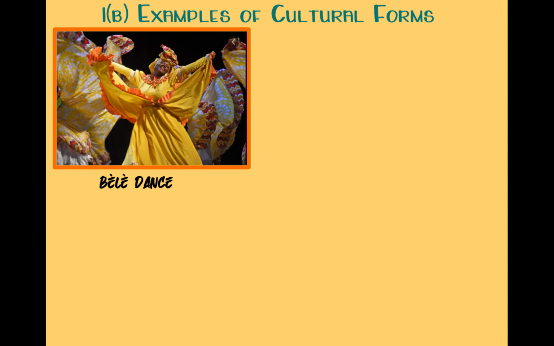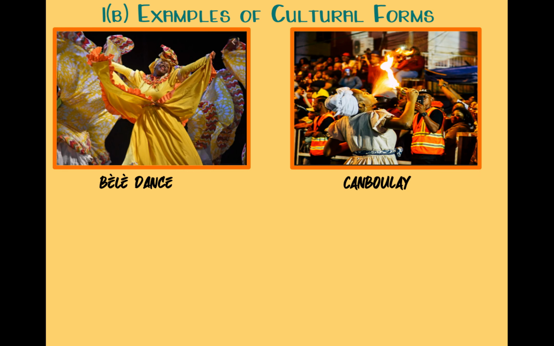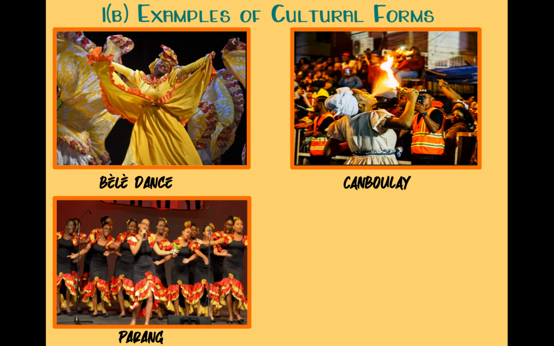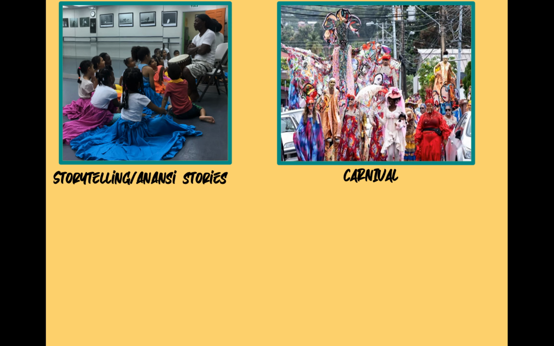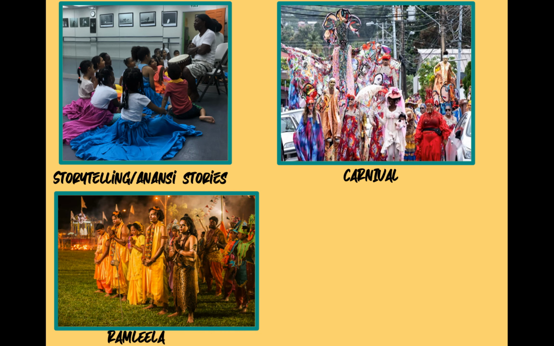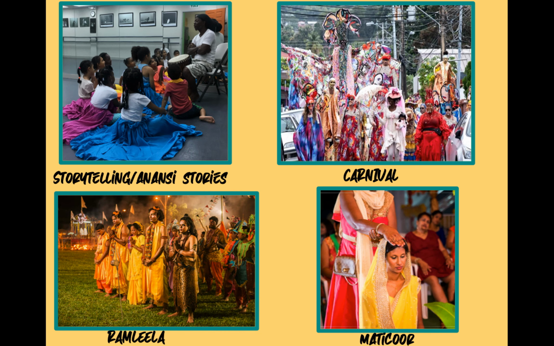I just need to pull back up my notes here because I lost them. Right. So, some examples we have ballet dance. You all should be familiar with some of these, hopefully. We have ballet dance, canboulay reenactment, parang, pagua, storytelling or Nancy stories. Carnival is one of the main, easily identifiable ones. Ramlila and Matikor. So we have some that are of African influence, some of East Indian influence.